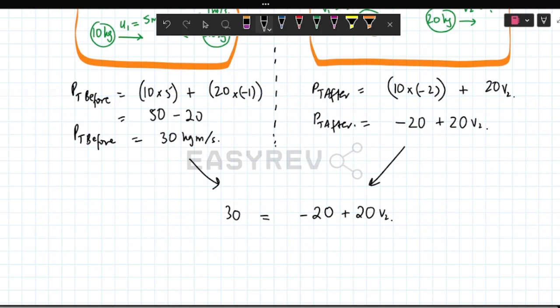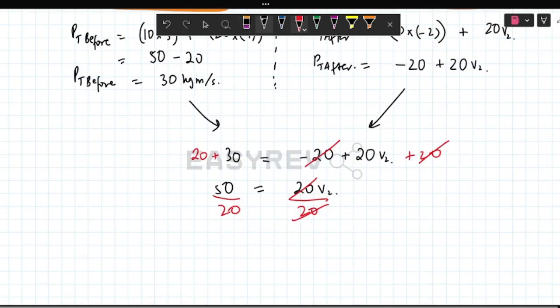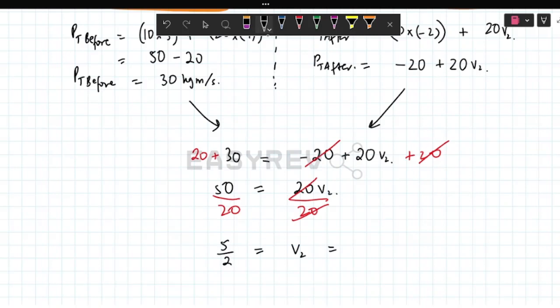So I can add 20 on both sides. That allows me to cancel out the 20 here on the right hand side, and we get 50 equals 20 v2. Now I can divide by 20 on both sides, so that 20 cancels out on the right hand side in the numerator and the denominator, and I will get v2 equals 5 over 2, which you can always bring to 2.5 meters per second.